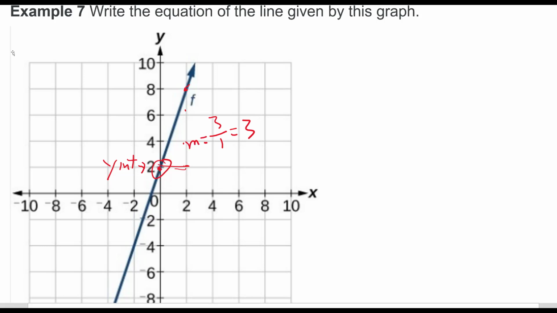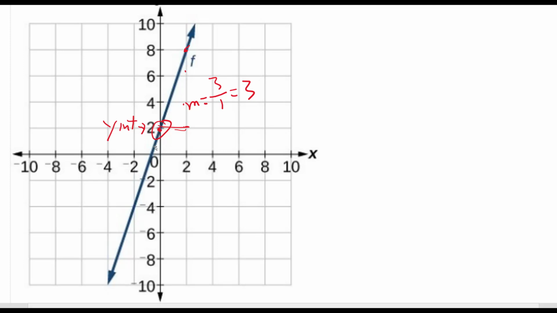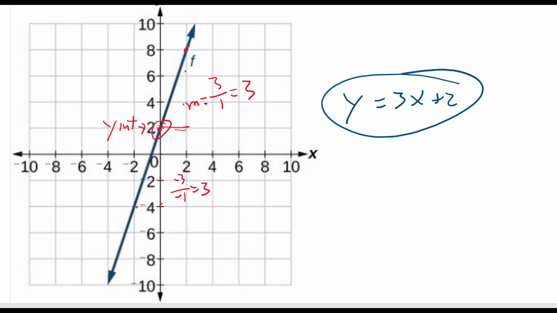We can also go backwards with that. It goes down 1, 2, 3, and then to the left 1. So negative 3 over negative 1 is still 3. So our equation here is y equals 3x plus 2. Slope-intercept form. So slope is 3, y-intercept is 2.